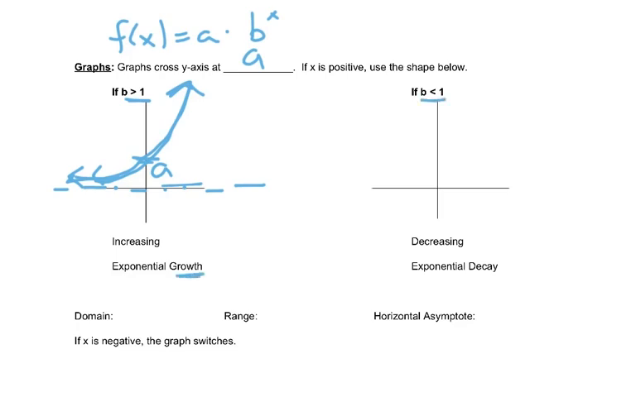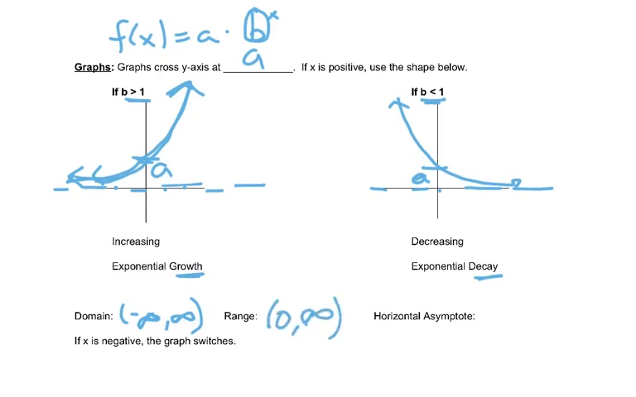So if b is less than 1, this number right here is less than 1, then the graph goes down from left to right like that. It still crosses the y-axis at a. There's still a horizontal asymptote on the x-axis. But because b is less than 1, it's called decreasing or exponential decay. For both of these, the domain is negative infinity to positive infinity. The range is 0 to infinity. It's all above the x-axis, and we can't include 0 because that's where the horizontal asymptote is. Again, the horizontal asymptote is y equals 0.